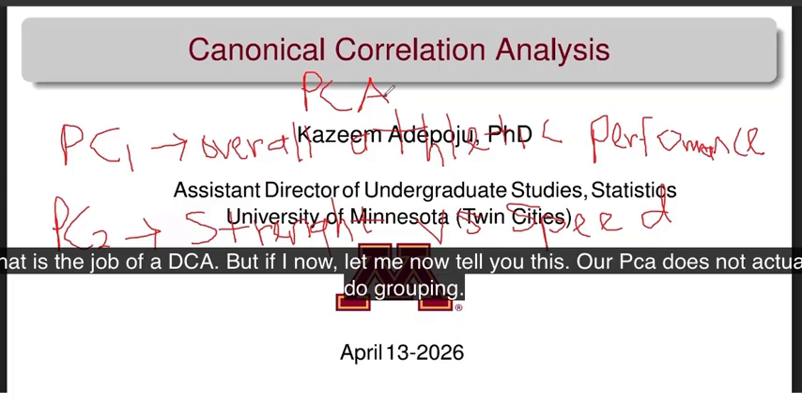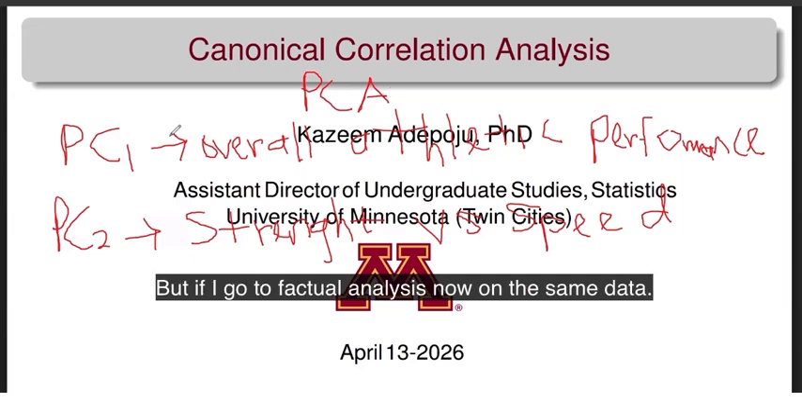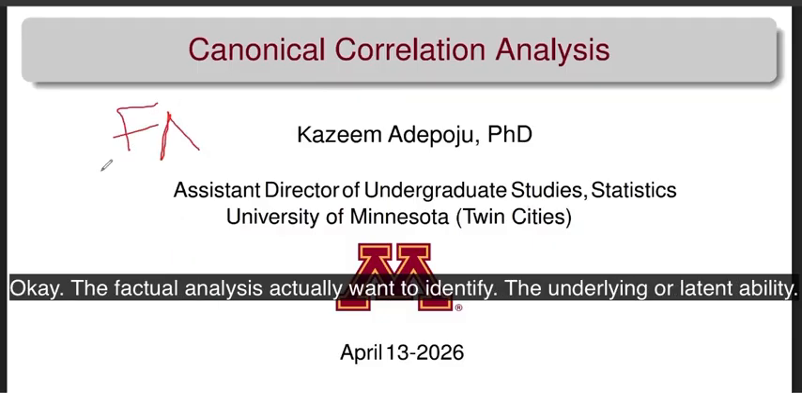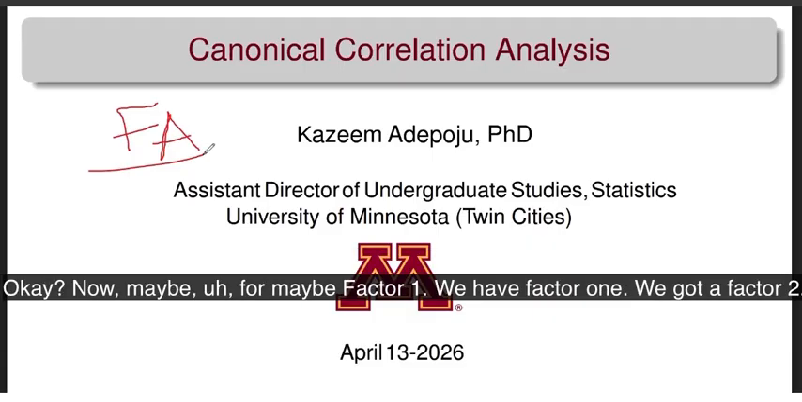But now let me tell you this. PCA does not actually do grouping. It doesn't do grouping. It only summarizes the performance. But if I go to factor analysis now on the same data, the factor analysis wants to identify the underlying latent ability. You know, athletes don't just perform randomly. They perform because they have hidden ability. So the factor analysis wants to uncover the hidden ability.